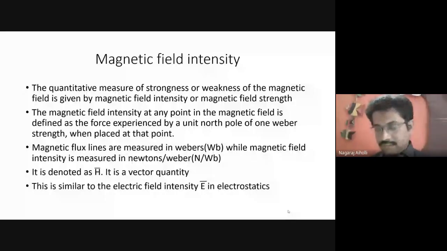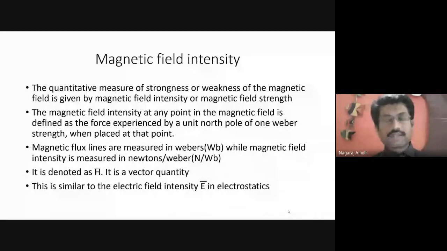Now we know that electrostatics, whatever we have studied from module 1 till the second half of module 3, is about static charges. It is about the charges which are at rest, which are constant, which are not moving. Such a study of the electric field related to static charges is called electrostatics. Now in the next part, we are studying the magnetic field.